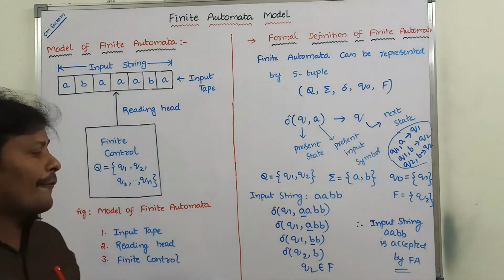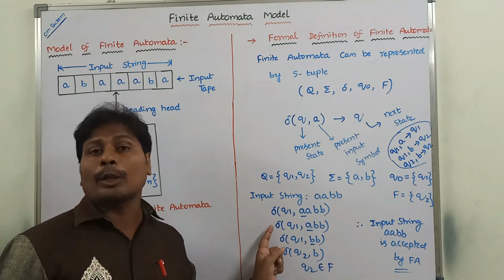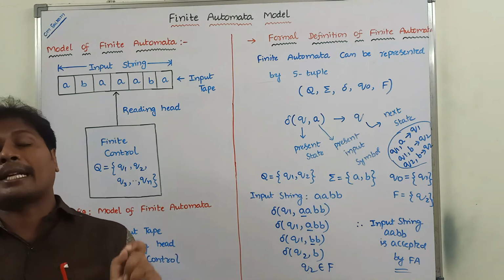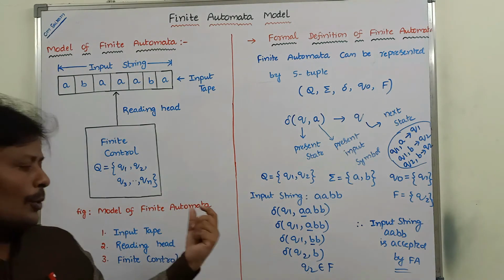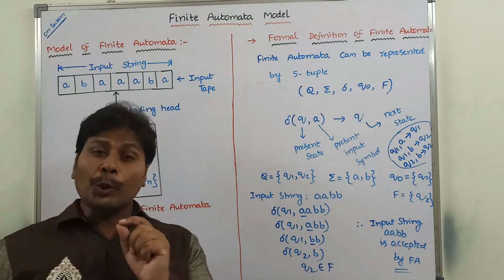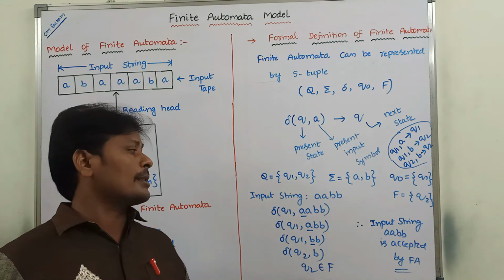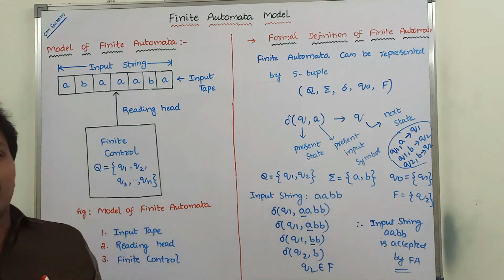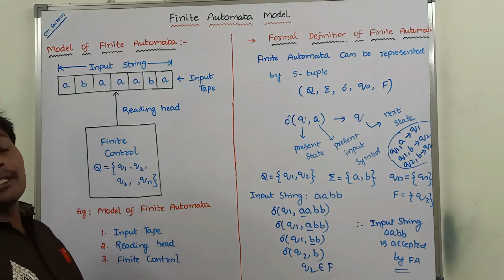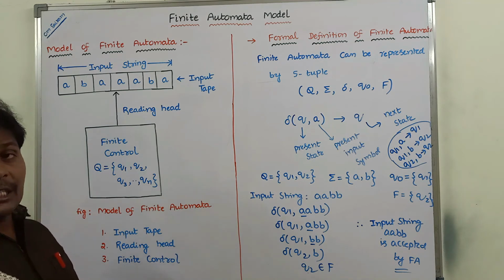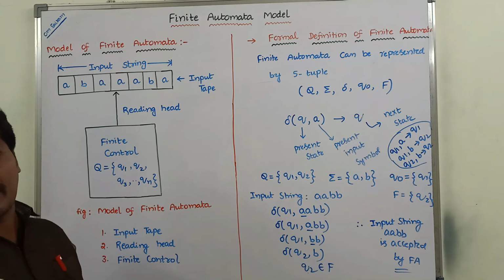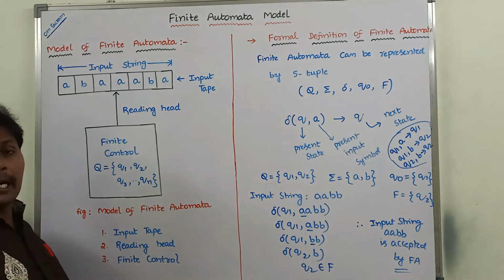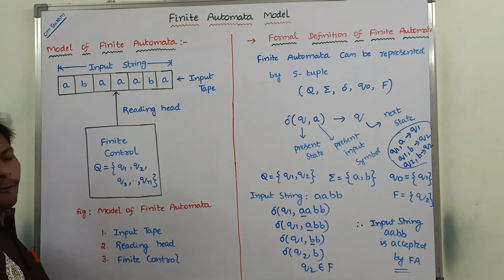Suppose after reading all the input symbols, the finite control does not reach the final state. Hence, we can say that this input string is not accepted by the finite automata. Suppose here we are getting only the Q1 state. The Q1 state is not a final state. Hence, the input string is not accepted by the finite automata. So in this way, we can check whether the finite automata accepts or rejects the input string, by using the transition function and the formal definition of finite automata, considering the model of finite automata.